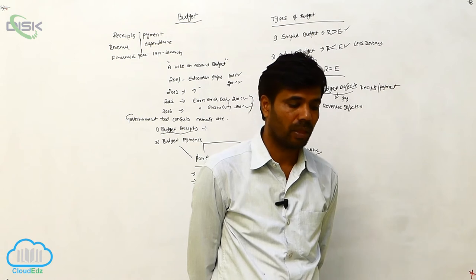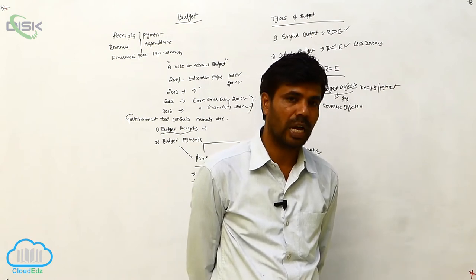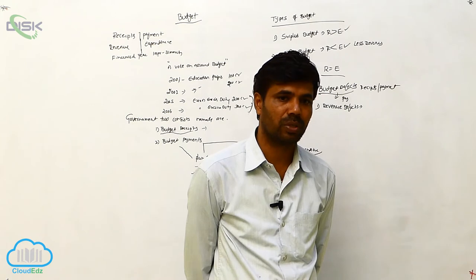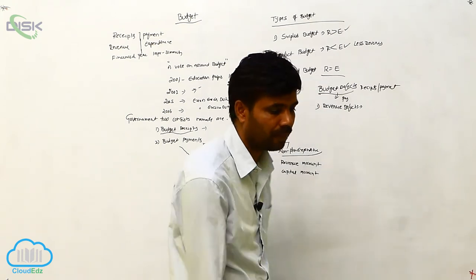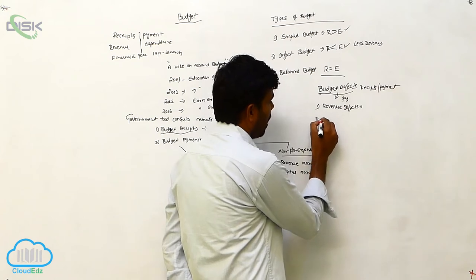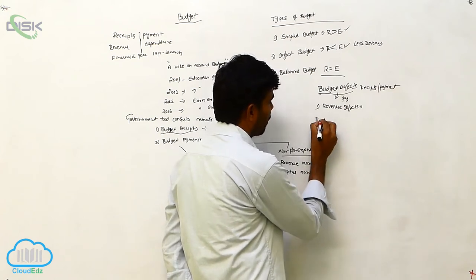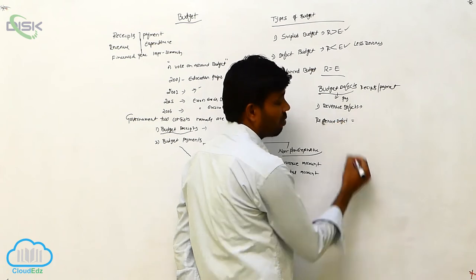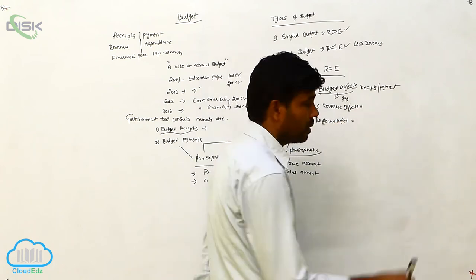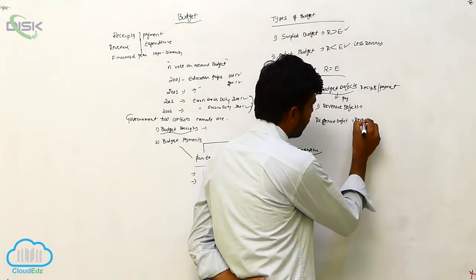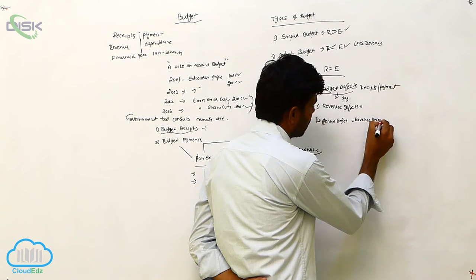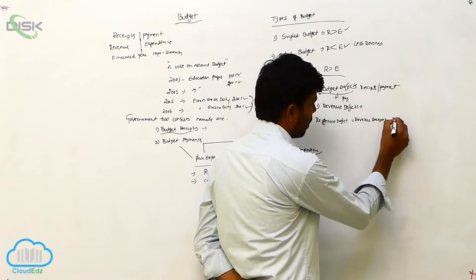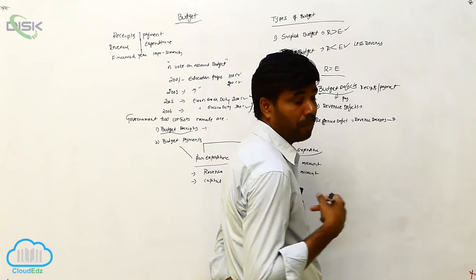Here it indicates revenue receipts minus revenue expenditures. It exceeds revenue receipts. We are going to indicate that simply. RD means revenue deficit. Revenue deficit is equal to revenue receipts minus revenue payments.